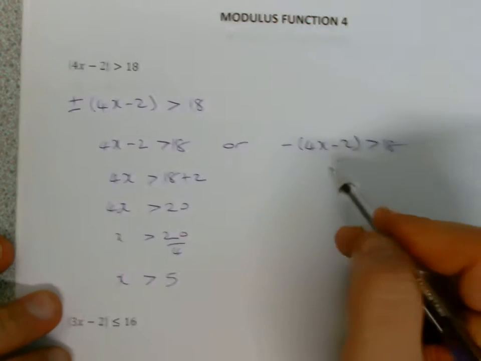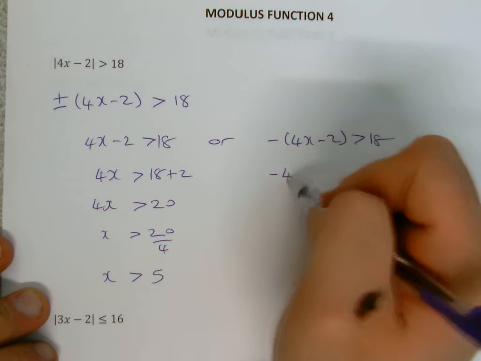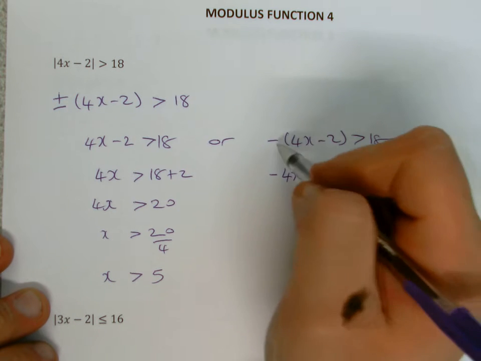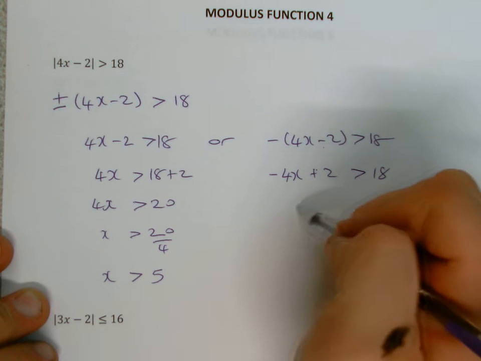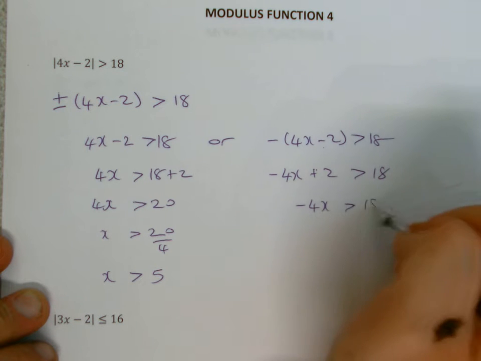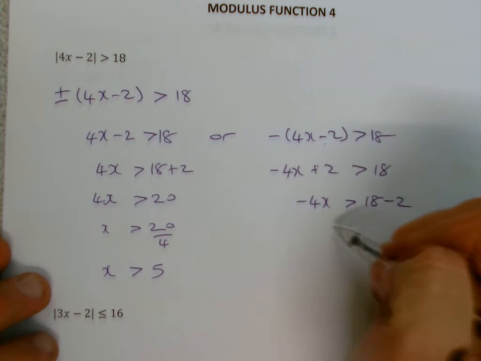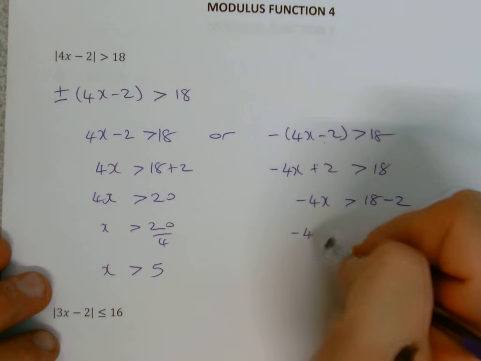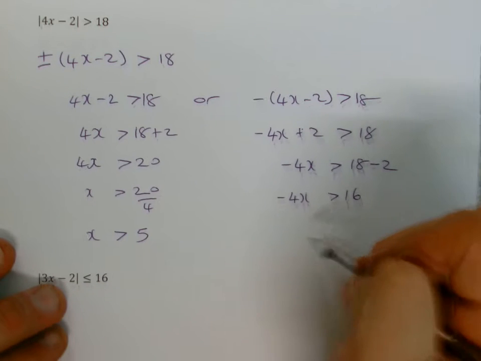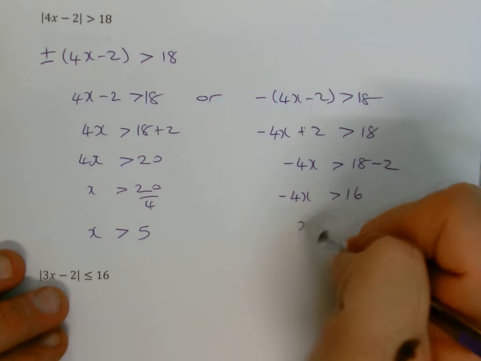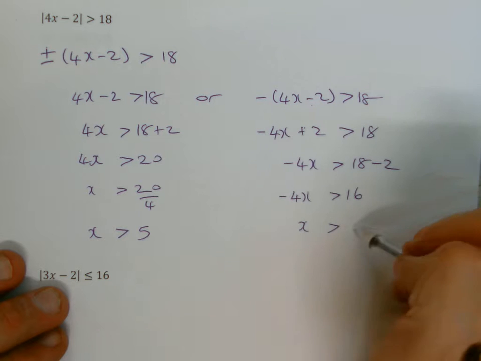Okay. Over here, take the minus through the bracket. So minus 4x, and of course minus times a minus is plus 2. Okay. So then minus 4x is greater than 18 minus 2. So minus 4x then is greater than 16. Now, this is where you have to be careful. You're going to divide now by this minus 4.